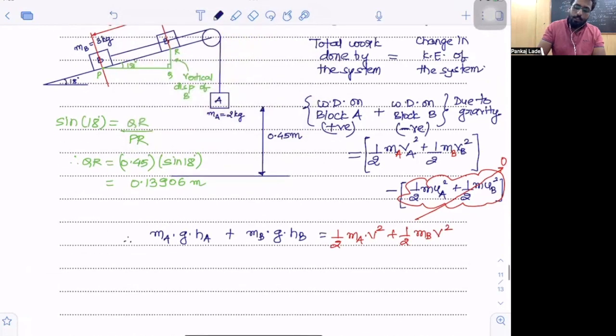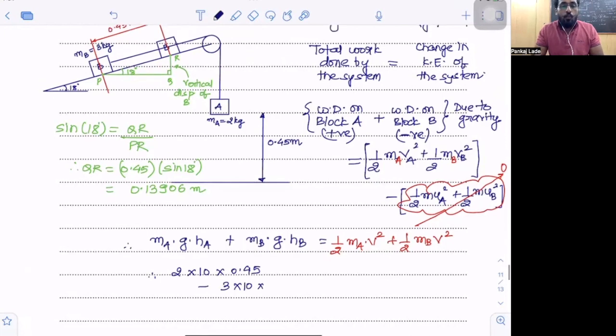So what do I get now? Mass of A is how much? It was 2 kg. 2 into g taken as 10 and height of A is 0.45, right? Plus mass of B. Mass of B is 3 into 10, but the height is negative. Why is height negative? Because it is acting in the opposite direction. So I will be taking minus of 0.13906. Okay. So that's the left hand side, work done on the system.